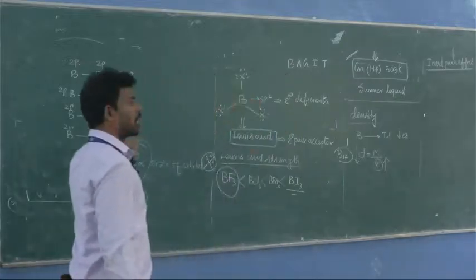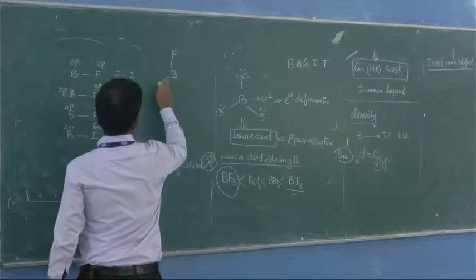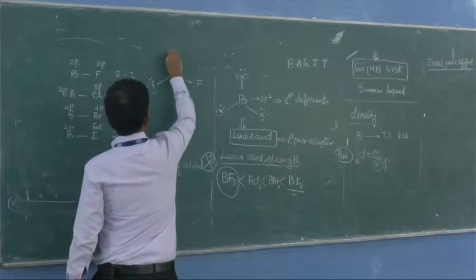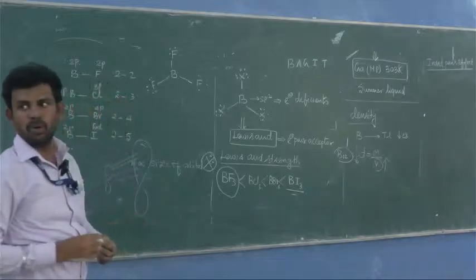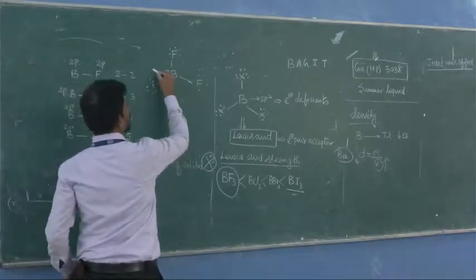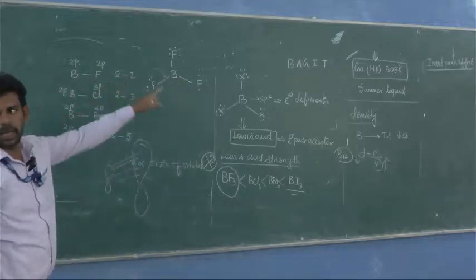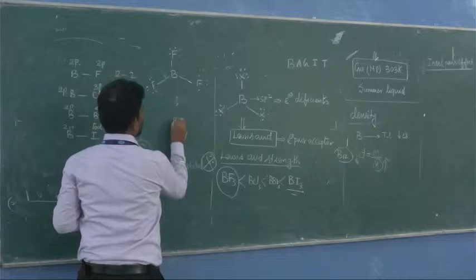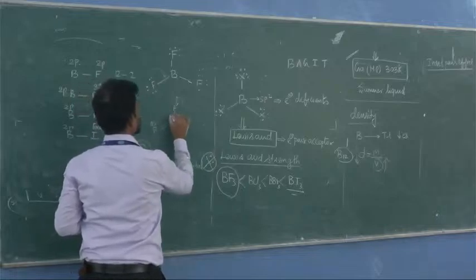Why is that not the case in BF3? Listen carefully. In BF3, the overlap is 2p and 2p. Is it clear? We have a lone pair at fluorine. Will the 2p lone pair be donated here? So it will go for back donation, back bonding. If there is back bonding, we can draw resonance structures. In the resonance structure, boron has a formal charge that is positive, and fluorine is negative.